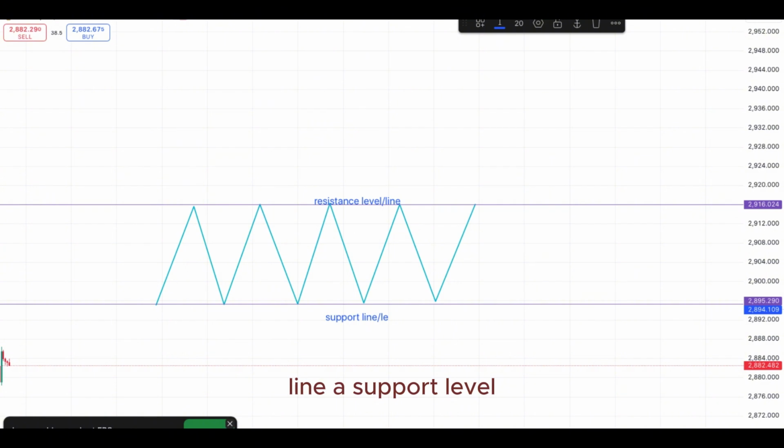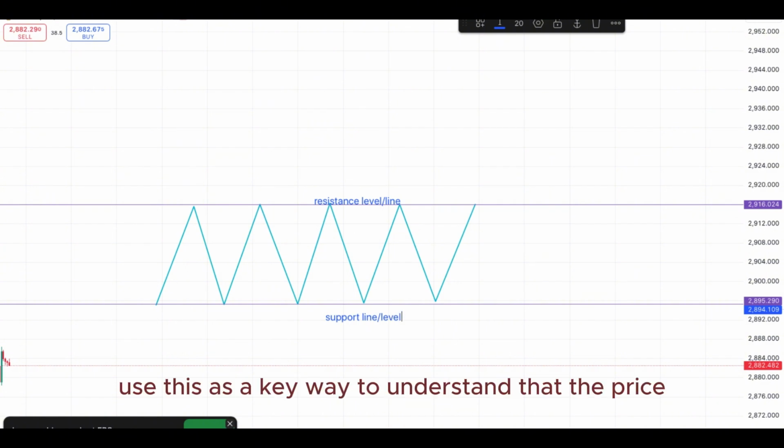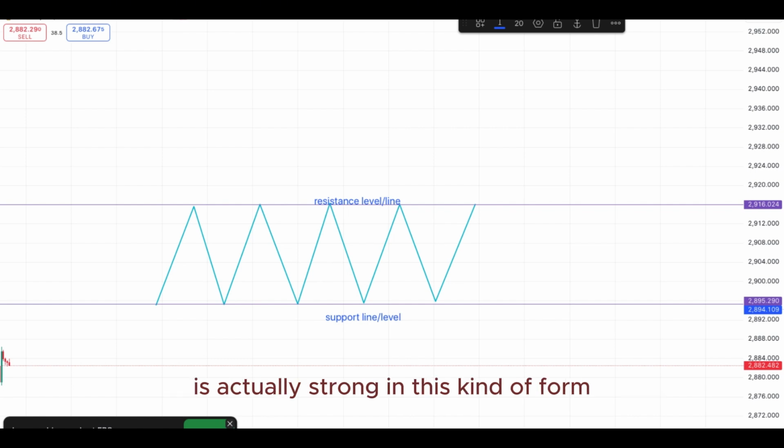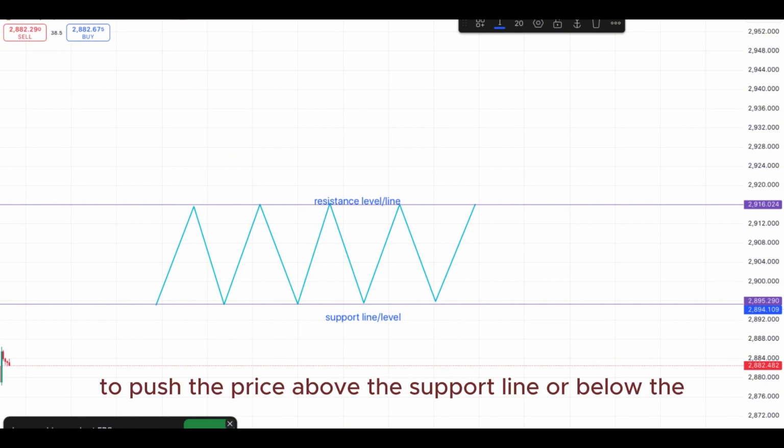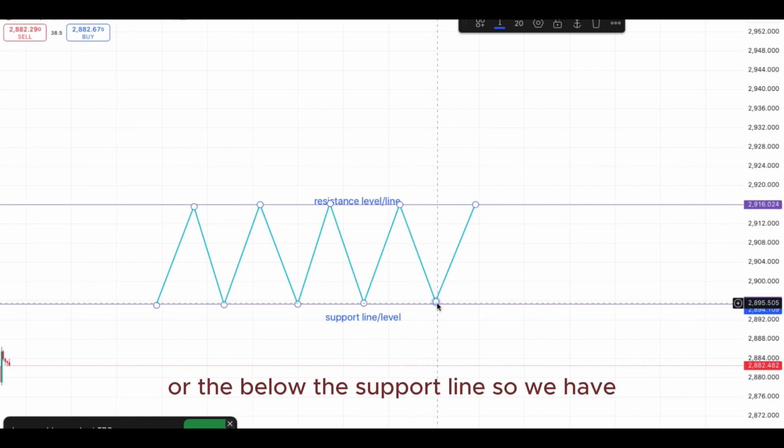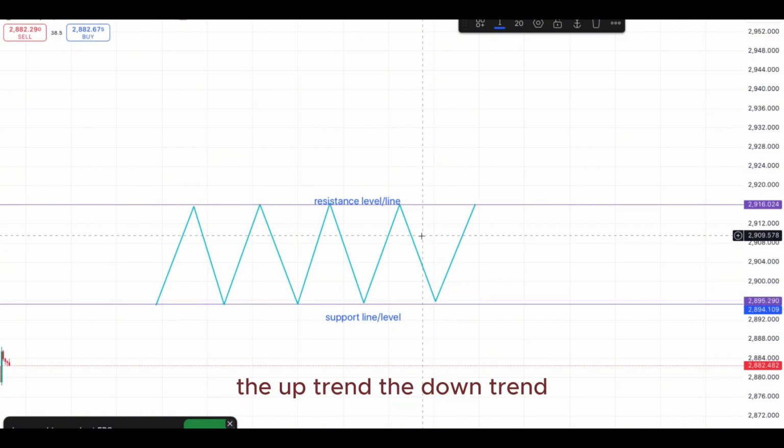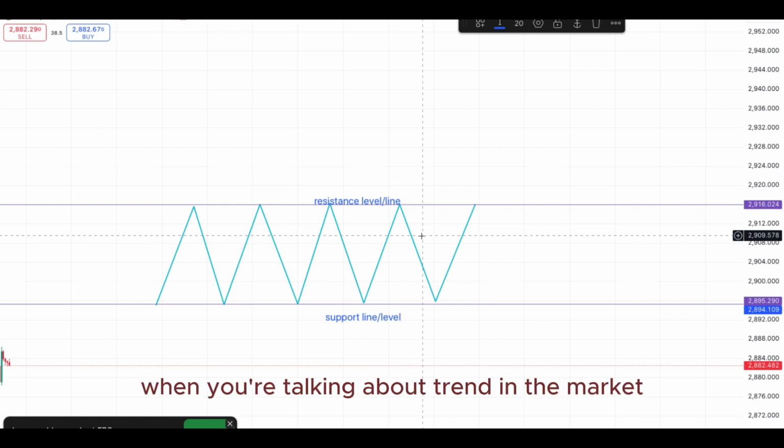line or support level. So traders use this as a key way to understand that the price is actually strong in this kind of form. So when the price is strong enough, it's difficult to push the price above the resistance line or below the support line. So we have the uptrend, the downtrend, and a sideways when you're talking about trend in the market.